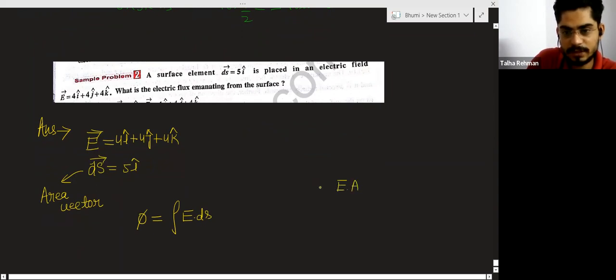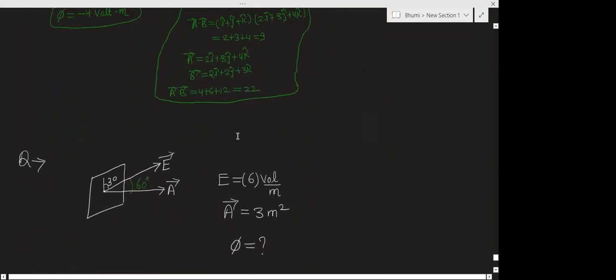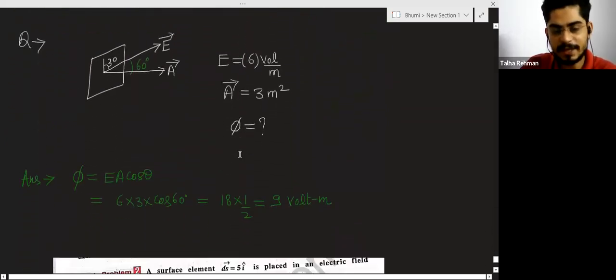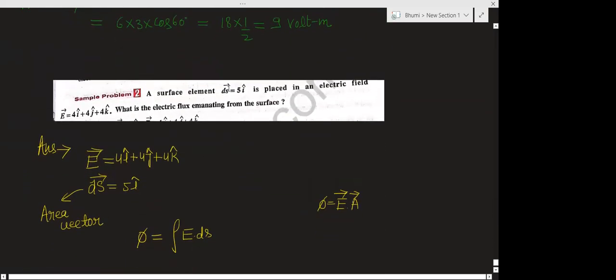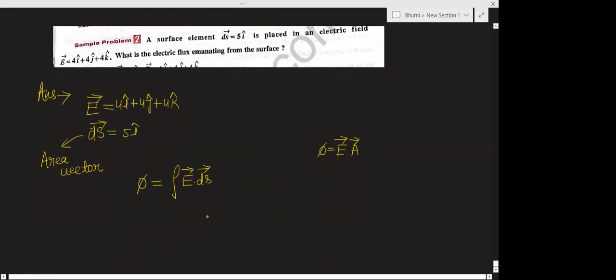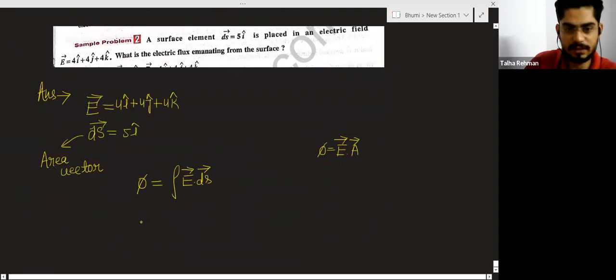Actually, we have the formula E dot A, no? I have used this formula here. This is area, but they have given us the area in this form, so we will write the formula like this. We can also write the formula as EA cos theta. You can write in the form of theta also, but I am solving this like this.